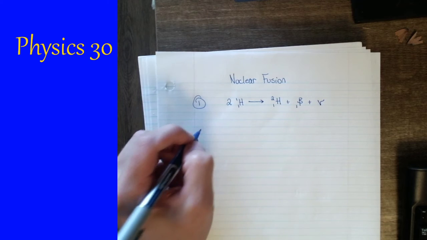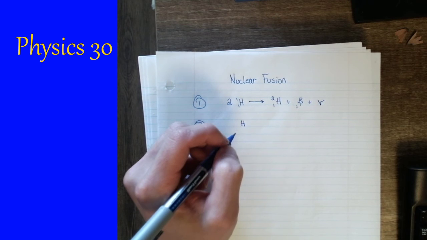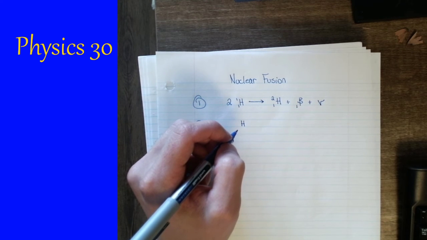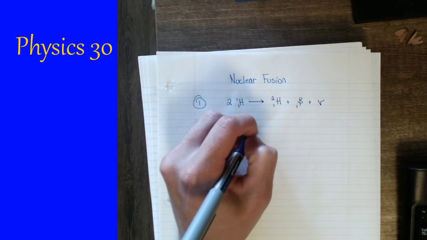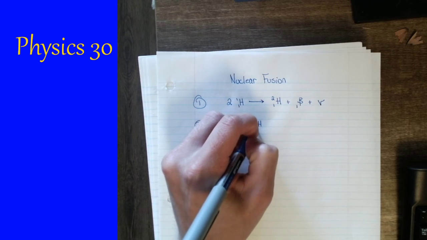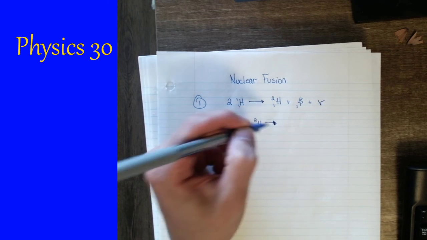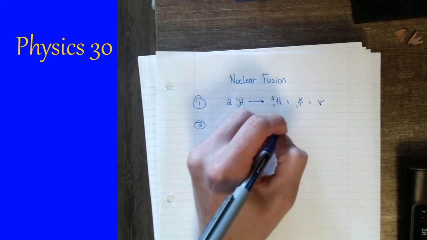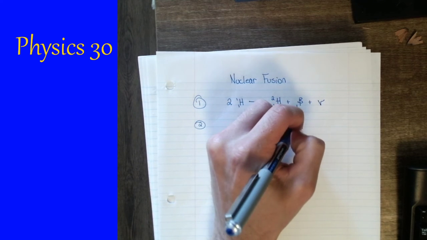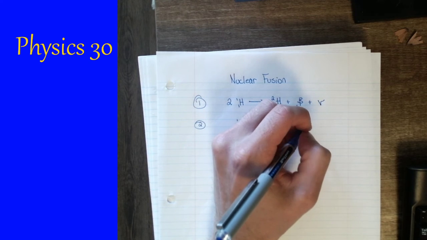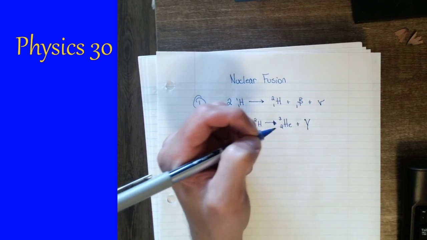And then the second step is going to be H 1,1 plus the H 2,1 that was just formed. If you squeeze them tight enough together, that will create a simple helium 3,2 plus a gamma ray photon.